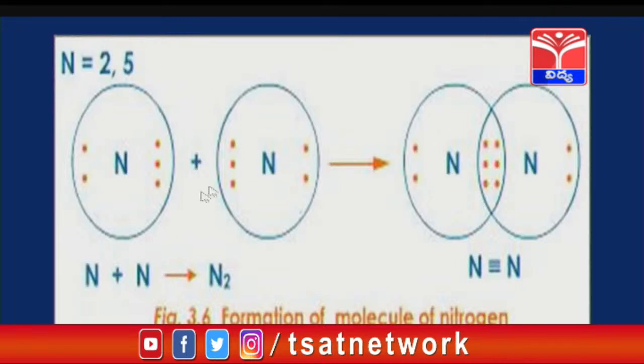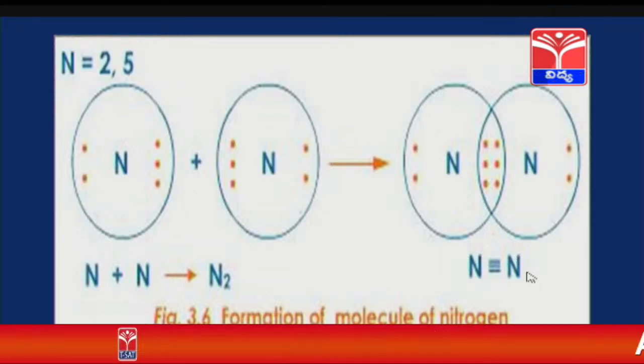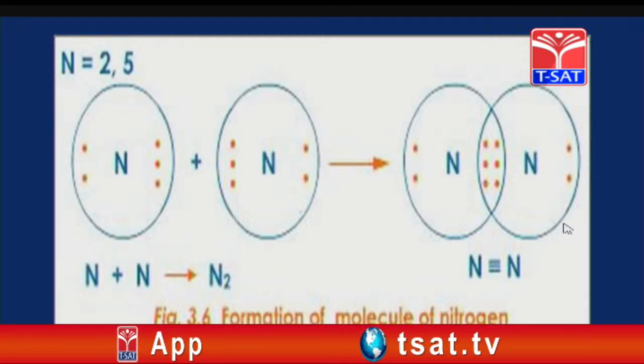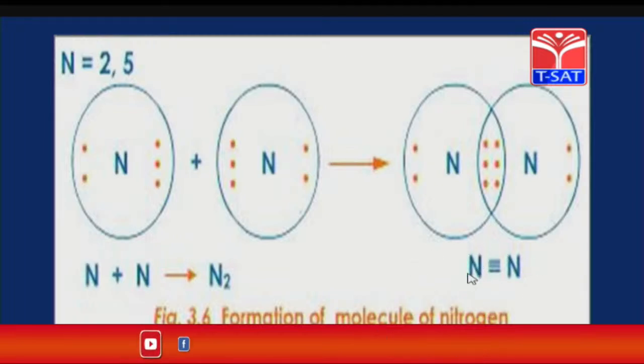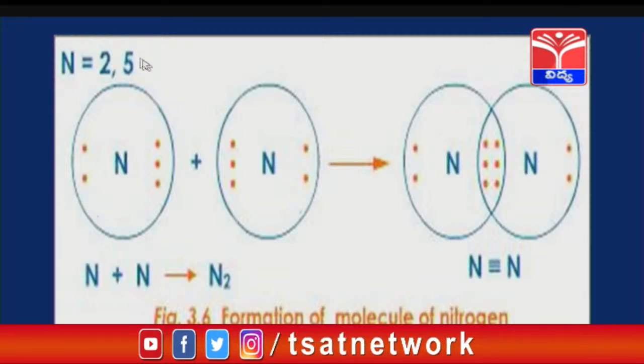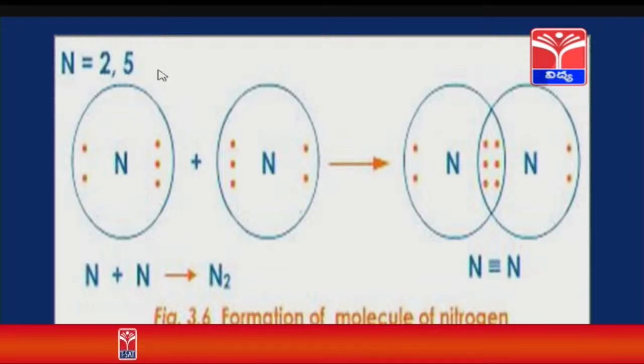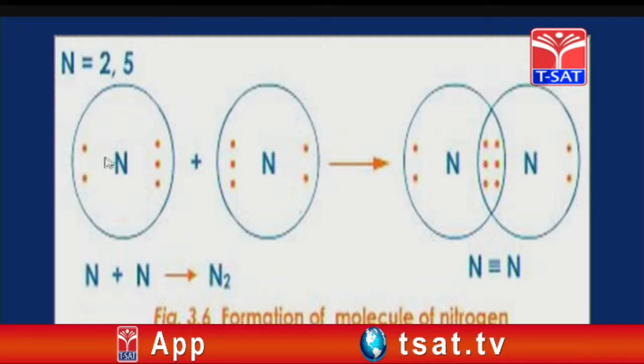Now, let us see another example, children. Nitrogen molecule. How is this nitrogen molecule formed? When 2 nitrogen atoms combine with each other, then a diatomic nitrogen molecule is formed. Let us see how. What is the atomic number of nitrogen, children? 7. What is the electronic configuration of nitrogen? 2, 5. That means there are 5 valence electrons. So, you can represent them as N with 2 dots on one side and 3 dots on the other side.